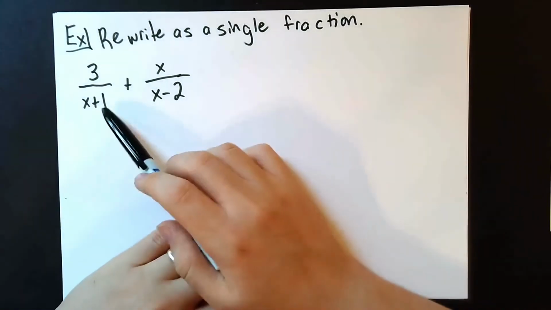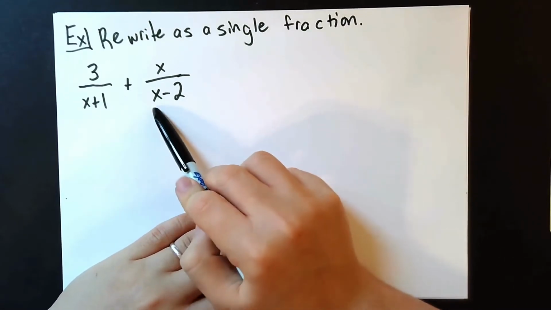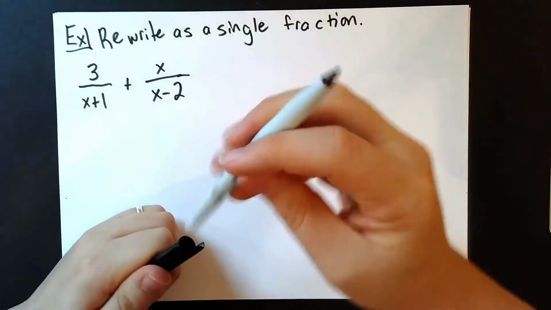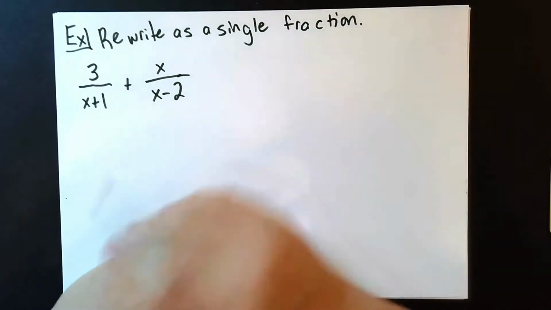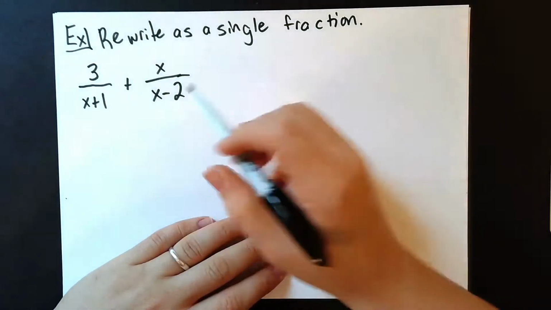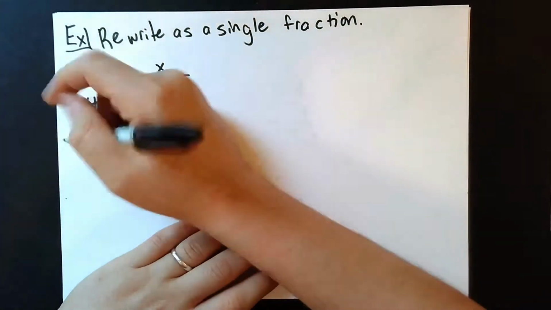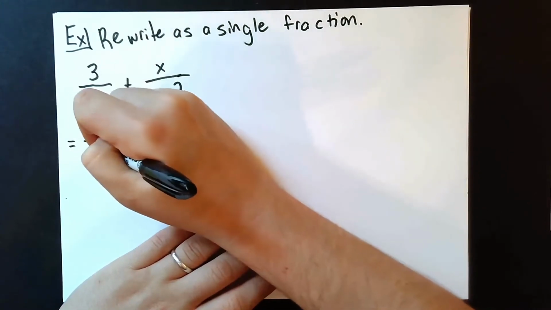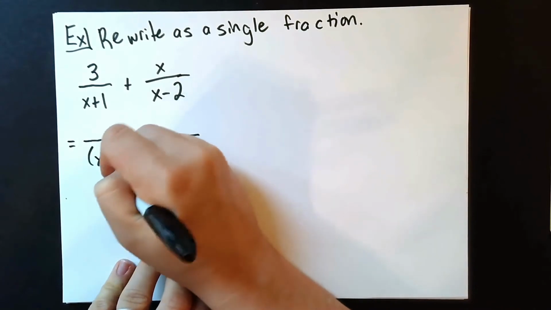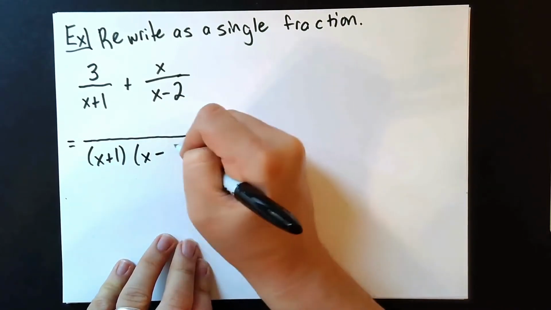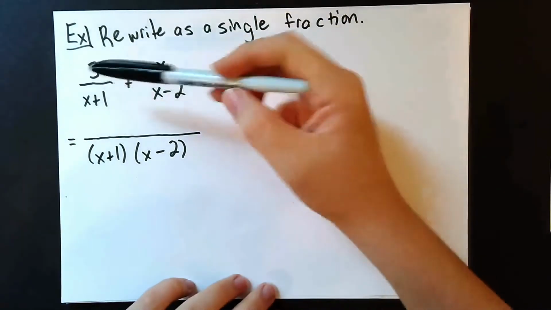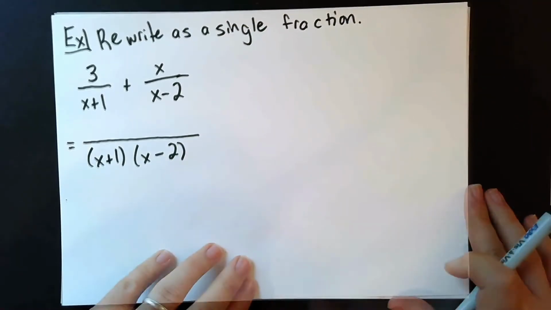But here I am asked to add these two fractions. And so, as always, when I go to add the two fractions, I'm going to need to find a common denominator. That is, I'm going to need to find something that is a multiple of both x plus 1 and x minus 2. And so the thing that's going to work here is to choose as my common denominator x plus 1 times x minus 2. So I'm going to write everything over this denominator.